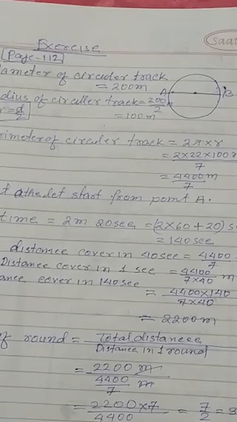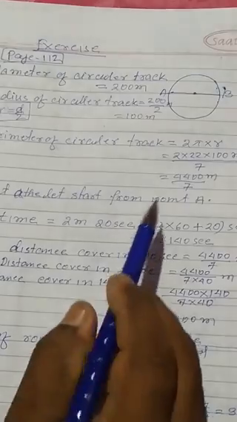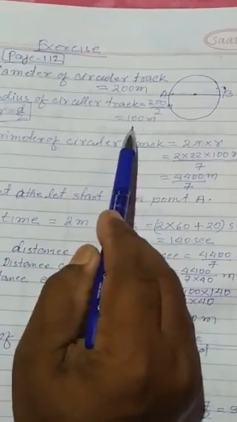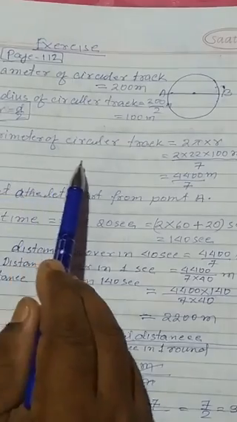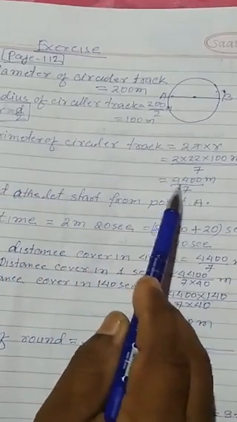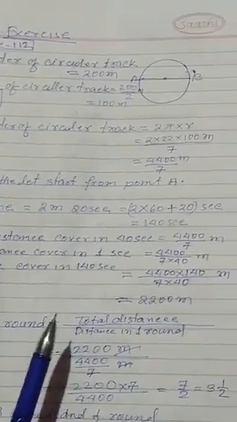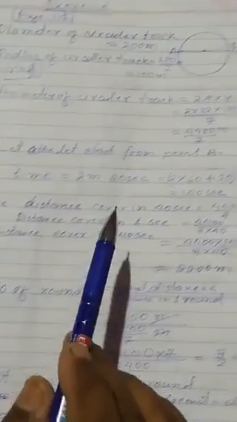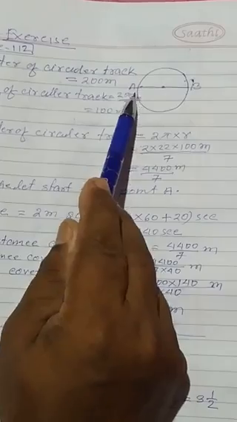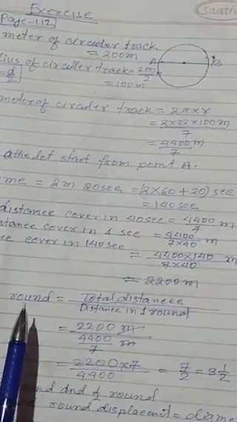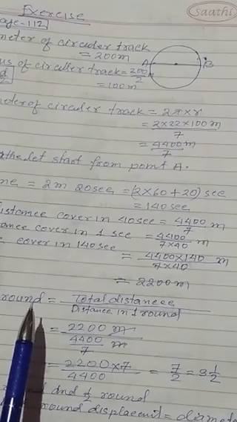An athlete moves around a circular path of diameter 200 meters. What is the perimeter? The diameter equals 200, so the radius will be d divided by 2, that is 100 meters. The perimeter of the track is 2 pi r. Let the athlete be at point A. He starts moving around it. How much is the displacement after 2 minutes 20 seconds?